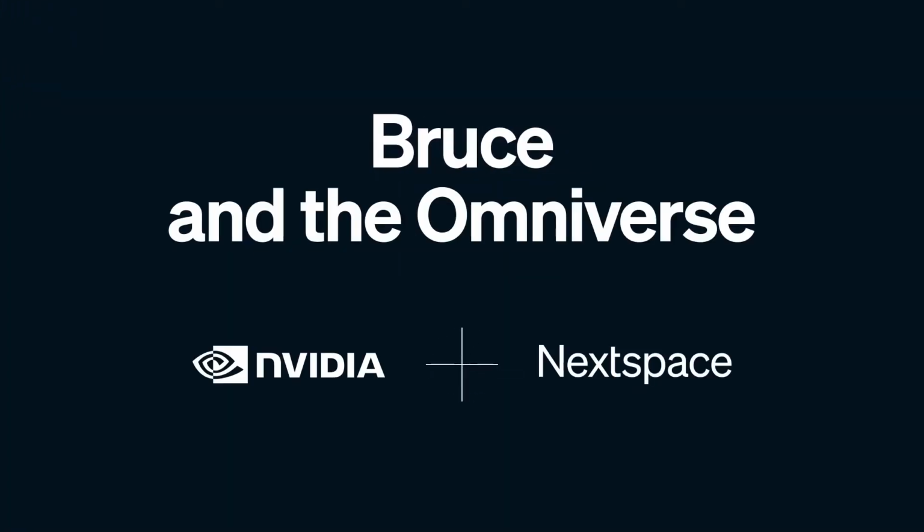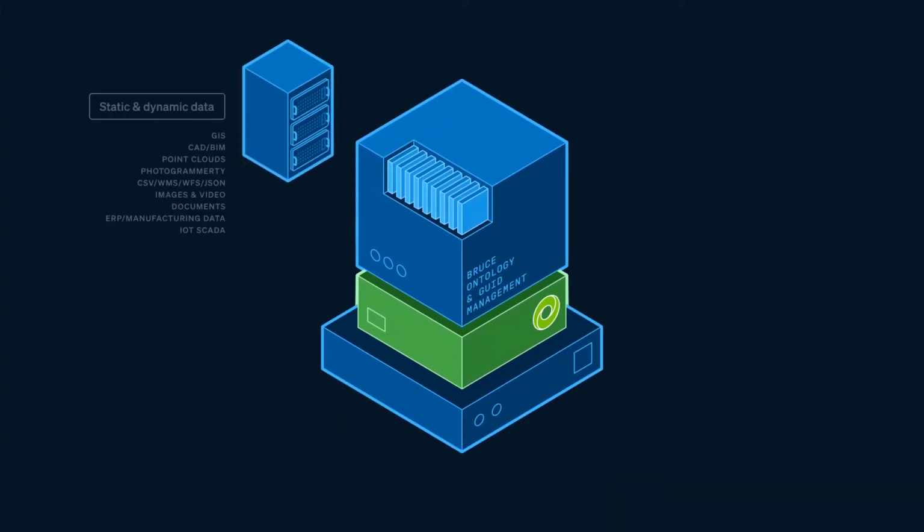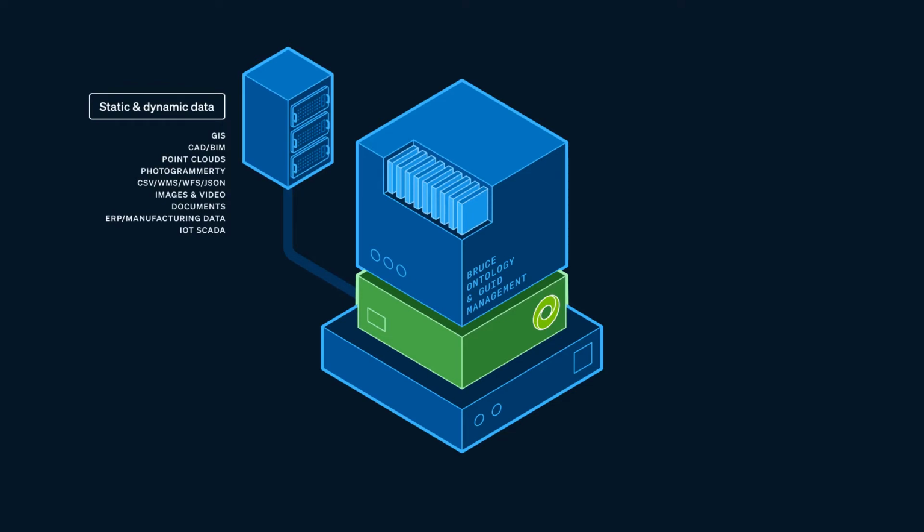So here we're just going to explain a little bit more about the Bruce system from Nextspace. This is a system to bring together data from lots of different environments: CAD systems, GIS systems, documents, images, video, point cloud data, IoT, SCADA data, and so forth. What we're seeking to do is apply the concepts of ontology to these different types of data inputs.